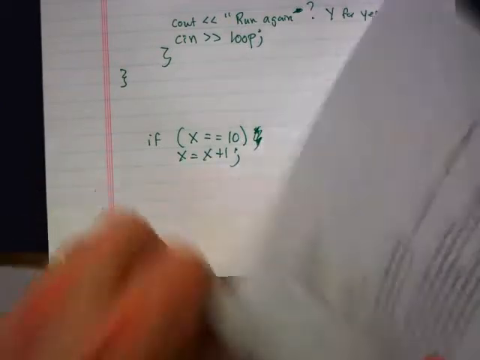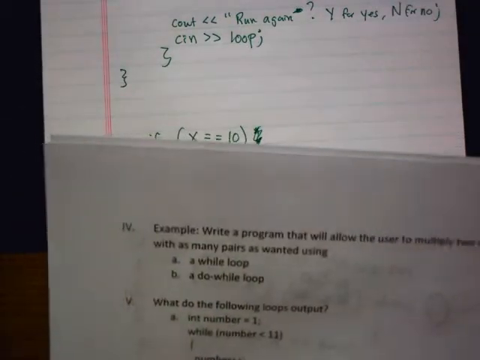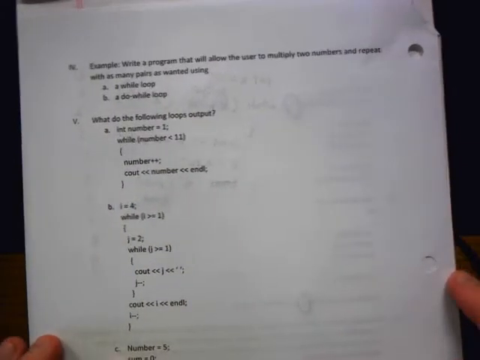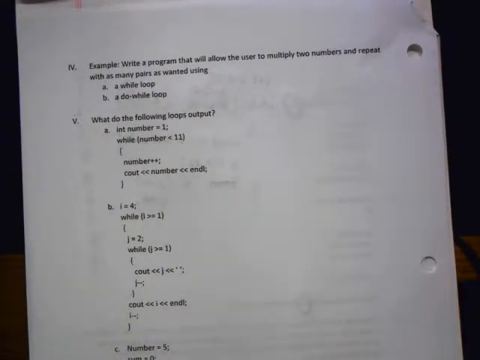All right, what's next? All right, so it says, write a program that will allow the user to multiply two numbers and repeat with as many pairs as wanted using a while loop and a do-while loop. So basically we're going to write a program. We're going to write it twice with two different kinds of loops. Turn the screen back on here.